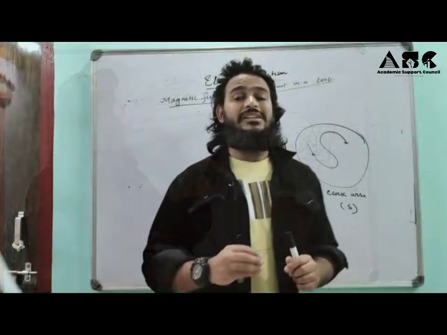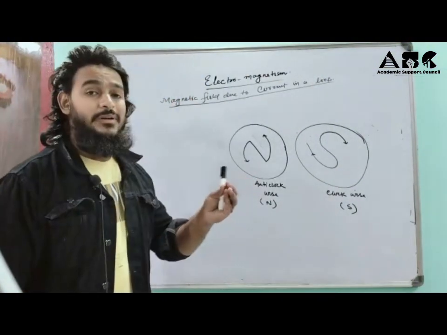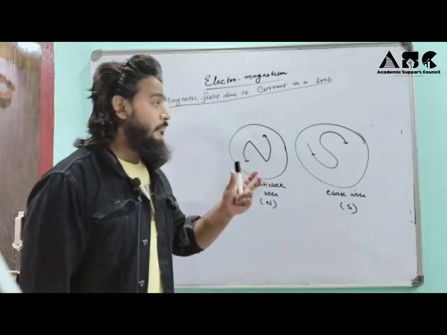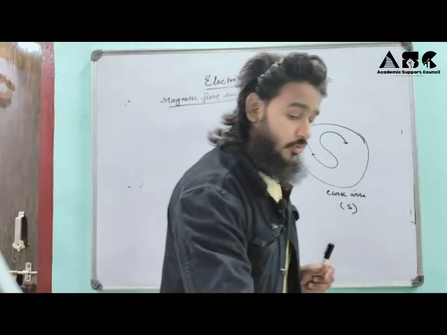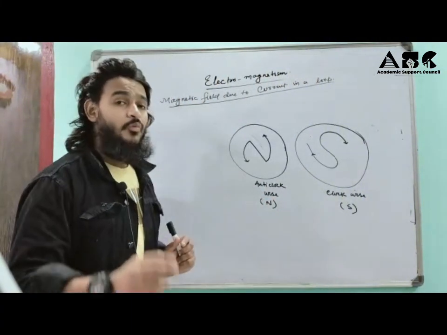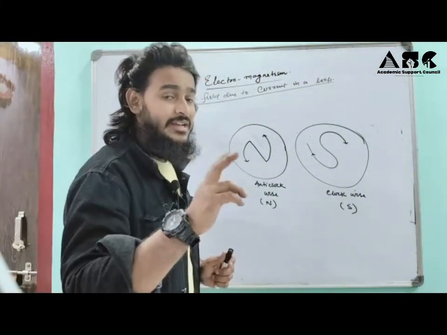Now let's see what the polarity of the conductor is. We know that whenever current is passing through the conductor, a magnetic field will be generated or produced around the conductor. So if it behaves as a magnet, then what is the polarity? Which face will indicate the north pole and which will indicate the south pole?